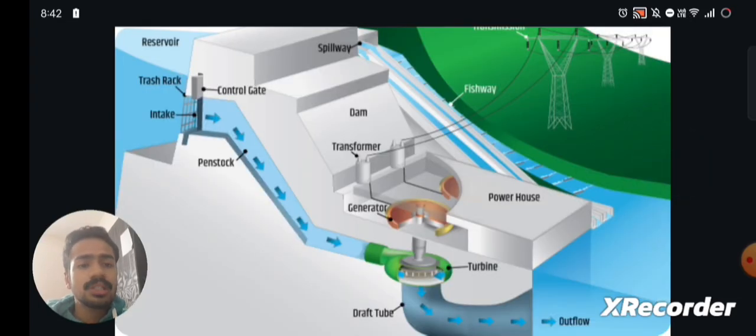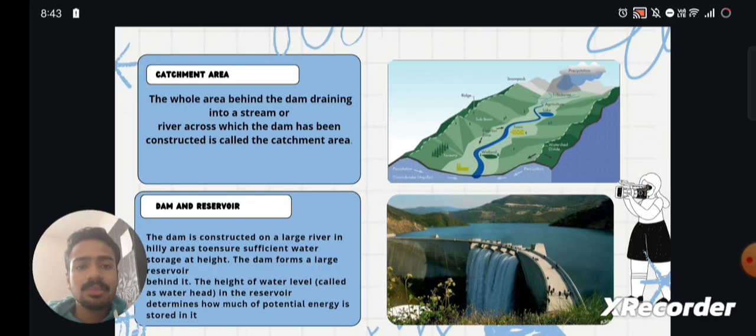This is the sketch of a dam, which consists of a path called penstock, spillways, a generator, a control gate and a reservoir. Catchment area. It's an area where the dam is constructed across the river so that the water is stored behind the dam. The whole area behind the dam draining into a stream or a river across which the dam has been constructed is called catchment area.